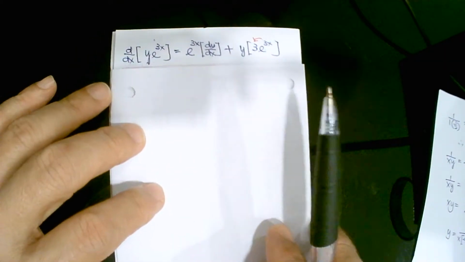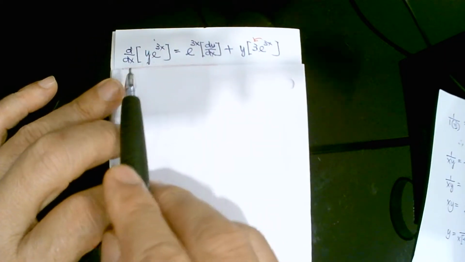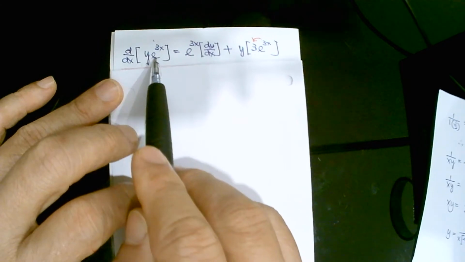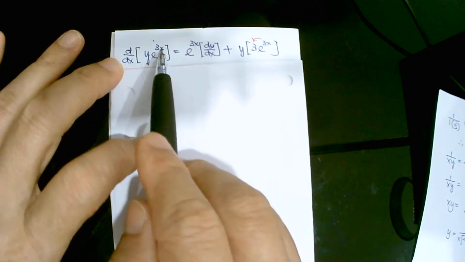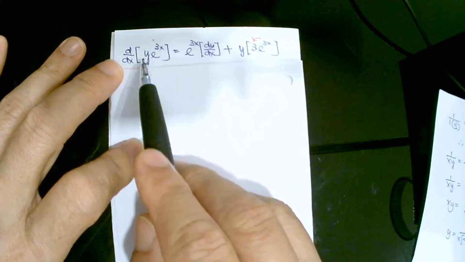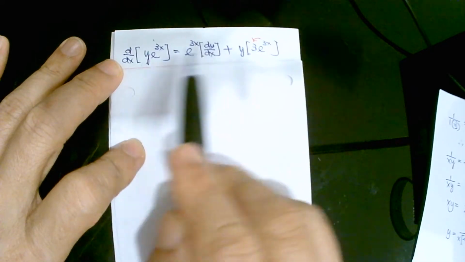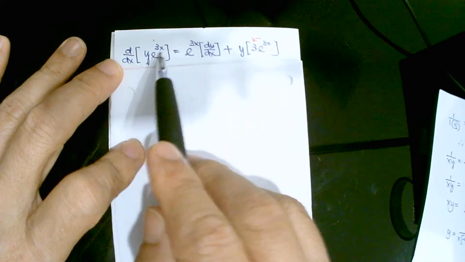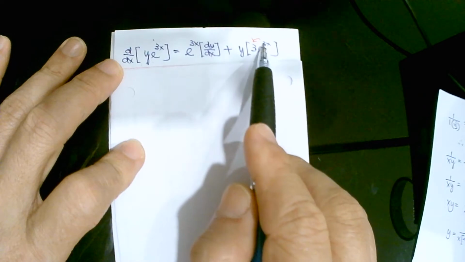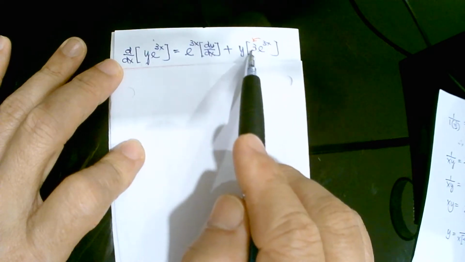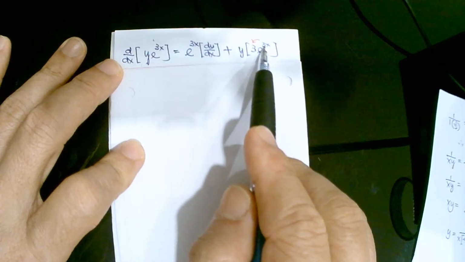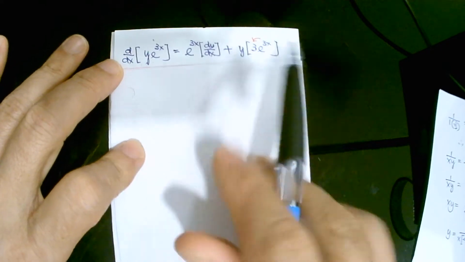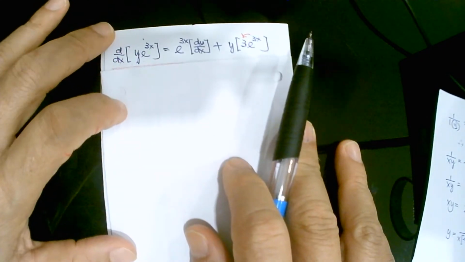So if you want to learn this, let us look at this first. When I differentiate y times e to the 3x, you get e to the 3x times dy/dx, plus y times the derivative of e to the 3x, which is e to the 3x, then differentiate the 3x, you get 3. This 3 comes from differentiating the 3x. Yes or no? You have learned this already, so no problem.